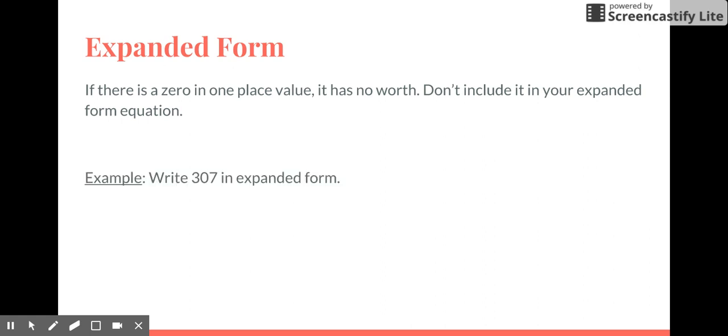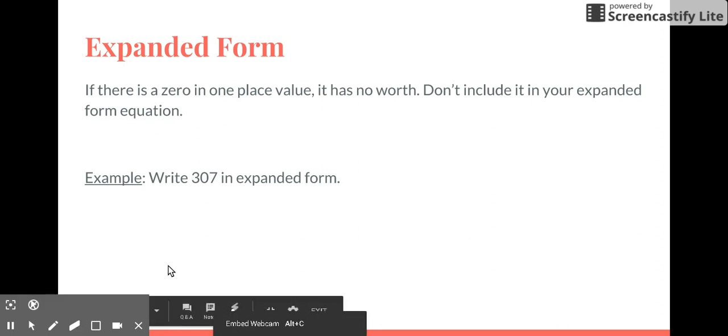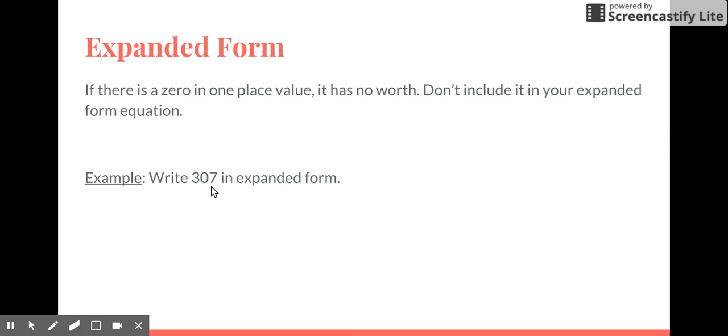For example, if you were to write 307 in expanded form, you would want to show that there is 300 in the hundreds place and 7 in the ones place, but there is no value in the tens place. Your equation would look something like this: 300 plus 7. I'm going to go ahead and give you a number and give you a chance to try it. Please write 12,743 in expanded form. Pause the video, and when you're ready to check your work, press play again.